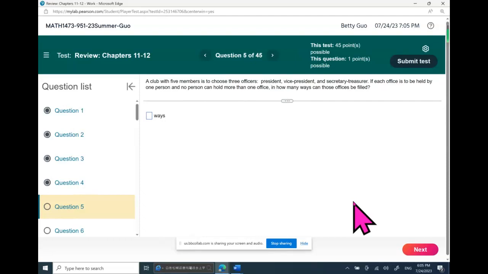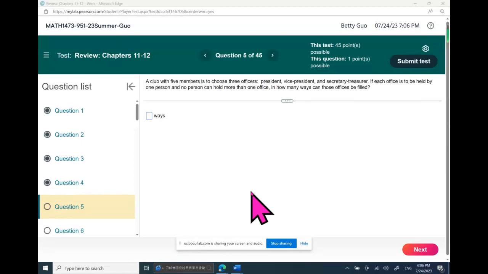The order of the 3 people matters because you take the vice president, I take the president. It's different from I'm the vice president, you are the president, right? So order plays an important factor in this arrangement. So this is permutation. P35.